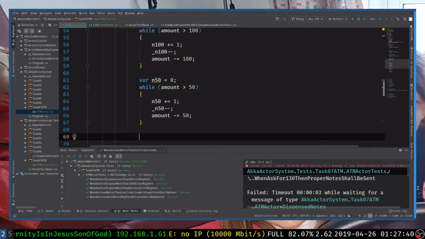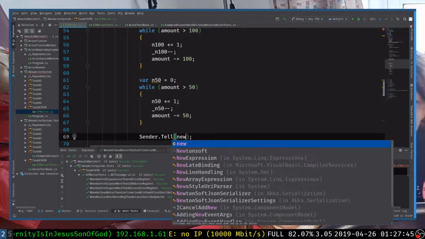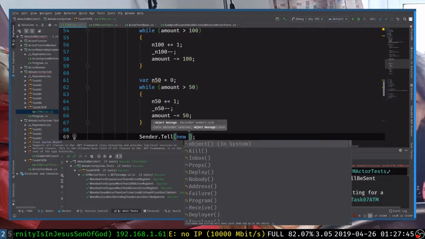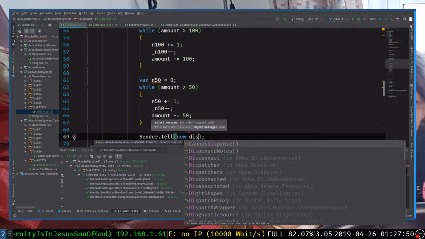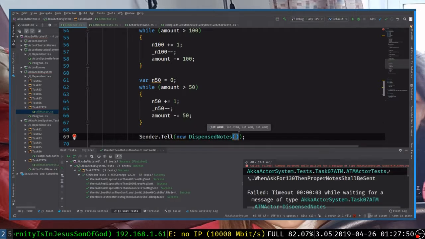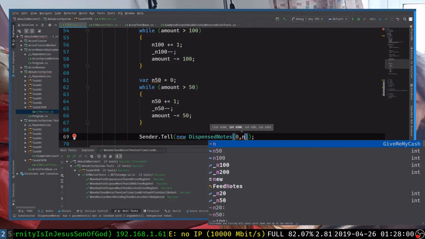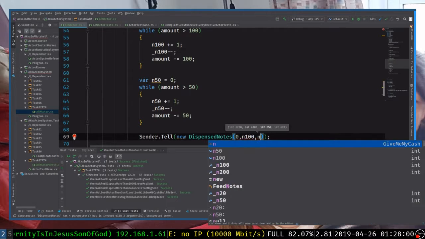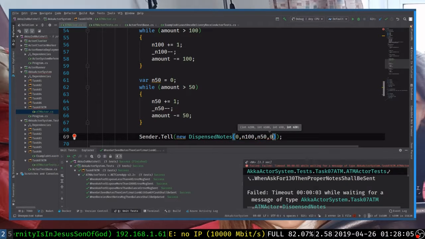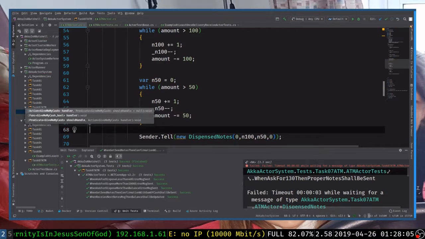Now what do we need to say? Sender new dispense notes. $50, $150 and 0. Okay, so let's test.